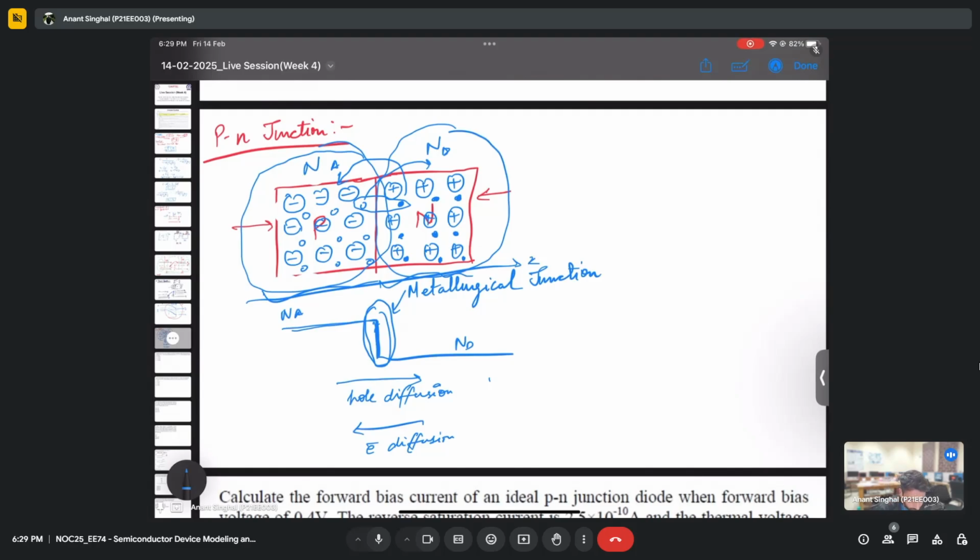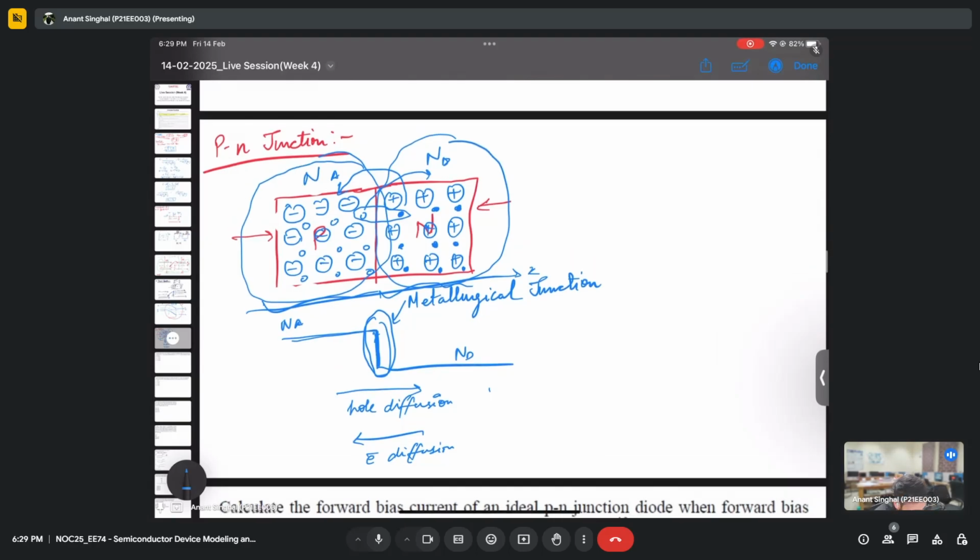So again, as I said, the majority carriers, electrons in the n region, will begin diffusing into the p side, and the majority carriers, holes in the p region, will begin diffusing into the n region. And if we assume that there is no external bias, do you think it will happen infinitely?